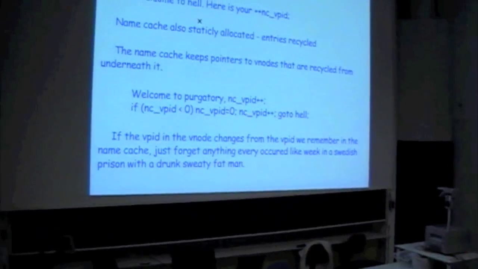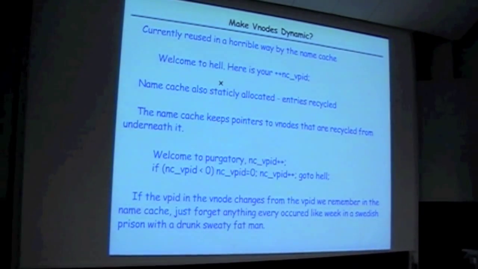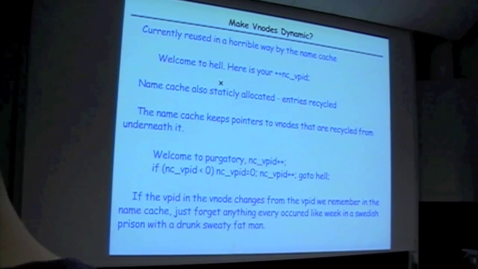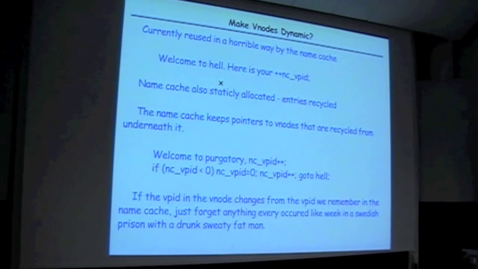With the requisite thing that if the ID counter wraps and goes negative, you reset it back to 0 and increment it again. That's the welcome to purgatory, NC_VPID++. If it's less than 0, set it to 0, increment it, and go back to hell. So, as you can imagine, making something dynamic, when the whole cache system has its fingers through this, keeping references and counters everywhere, it's horrible. The only place that matters in the system that does this is the name cache. Well, Arla does it as well, but we won't go there yet.